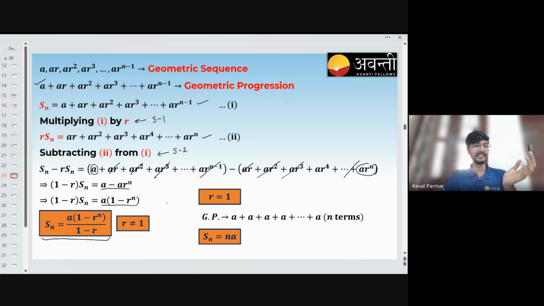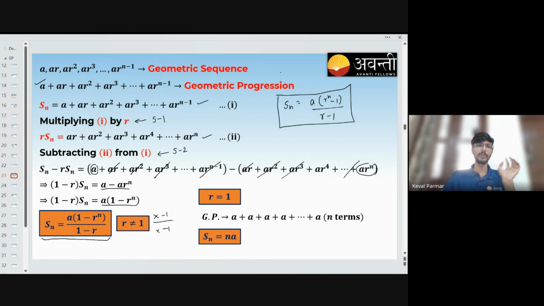Acha, let me tell you. Many a times in many books, there is another Sn formula which looks like this. Let me write it here. a into r raised to n minus 1 upon r minus 1. So basically you can use any of the formulas. It is the same. What we did is we just multiplied and divided by -1 in the numerator and denominator. If I multiply and divide by -1 here, I'll get this result. So no issues. Whatever they have given in the options, you can use, and in theory also you can use any of them. Got it?